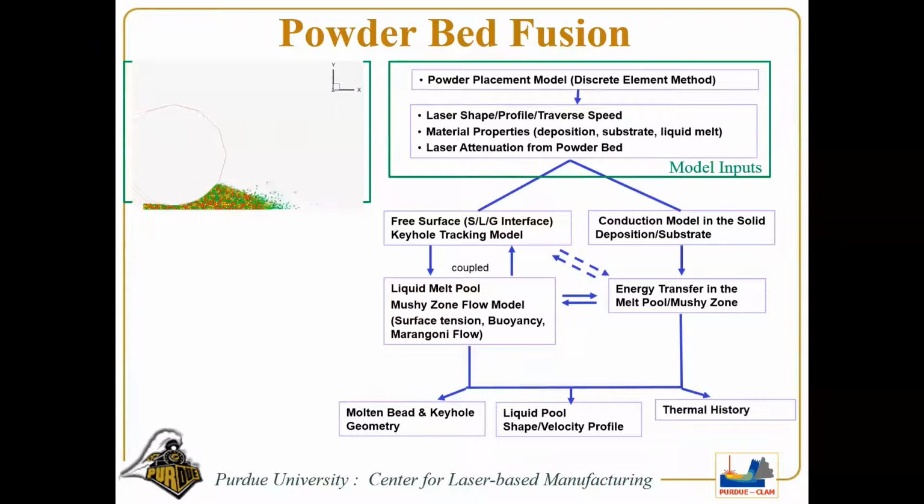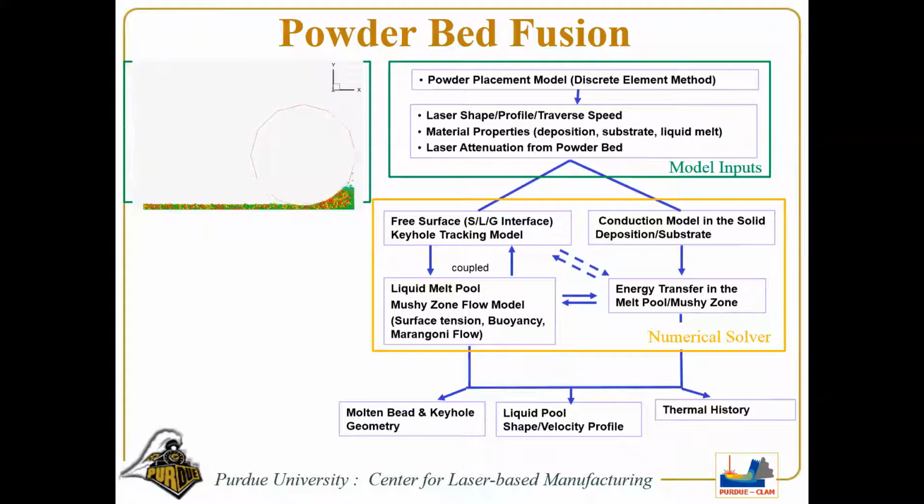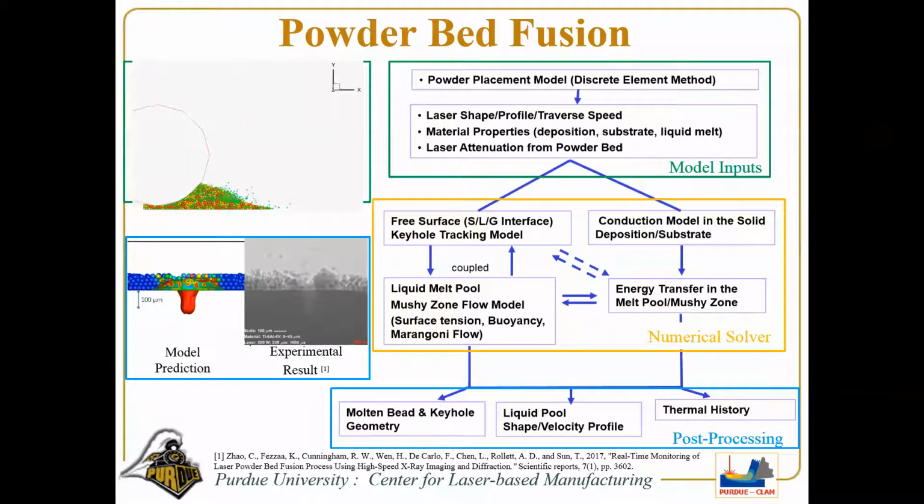Then the roller will actually push these powders and spread them over the entire bed so you can get a uniform thickness of the powder, and that's what we do. And this is all done with the discrete element method. Then you start simulating the interaction between the laser and the powder, and what you see on the left side is the temperature field and melting of the powder taking place.